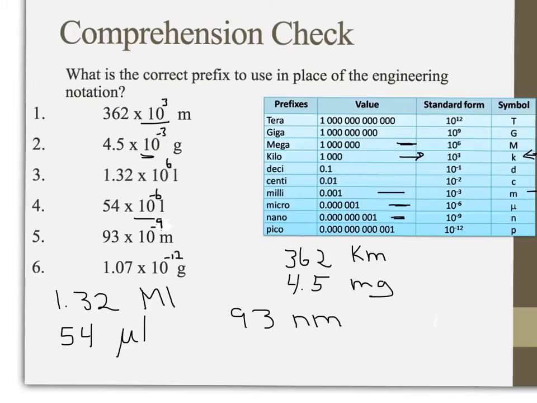And the last one, 1.07 times 10 to the negative 12. 10 to the negative 12, that value can be replaced with a prefix of pico, so that's 1.07 picograms.